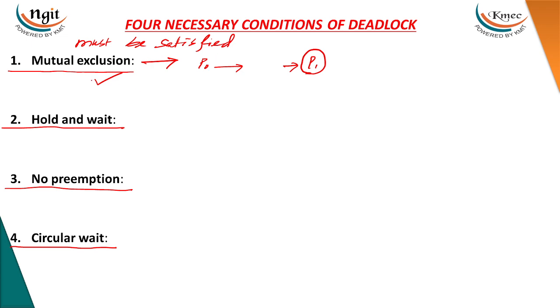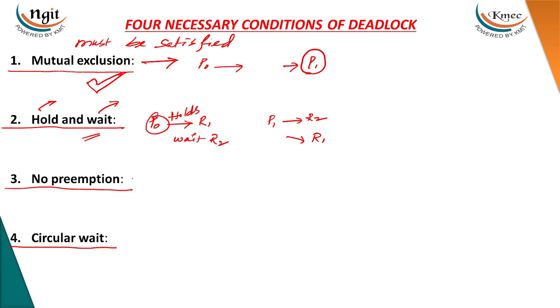So there must be a condition that the processes are executing in a mutually exclusive order. Next, hold and wait. As we have seen, there are processes which hold one particular resource and wait for another resource, and another process holds a resource R2 and waits for resource R1, which is held by process P0. So the condition is that a process has to hold some resources while waiting for other resources.